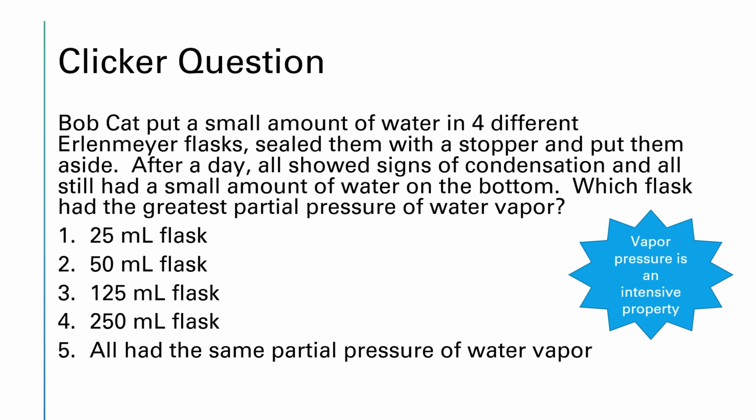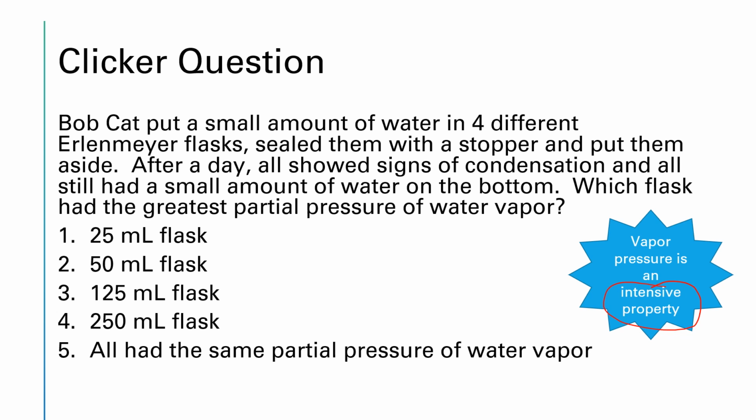Now, stop this video for a moment, think about this, and then we'll go through what the answer is. All right, hopefully you actually stopped the video and thought about this. We have 4 different sizes of flasks, ranging from little at 25 mL to 10 times bigger at 250 mL. The key to answering this question is recognizing that vapor pressure is an intensive property. An intensive property is something that is the same whether you have a little bit of the sample or whether you have a whole lot.